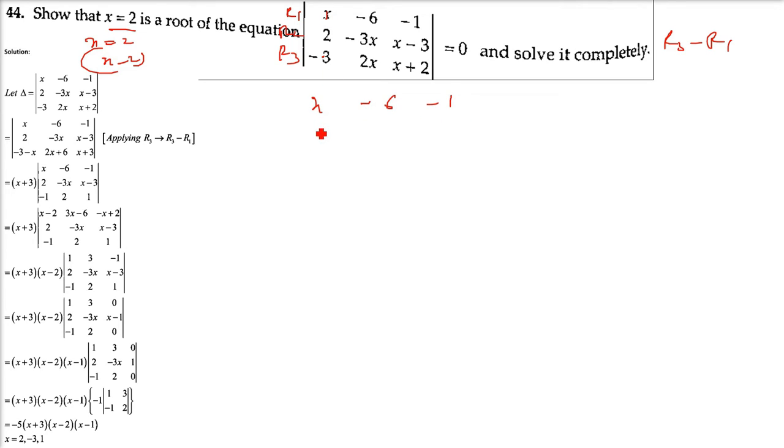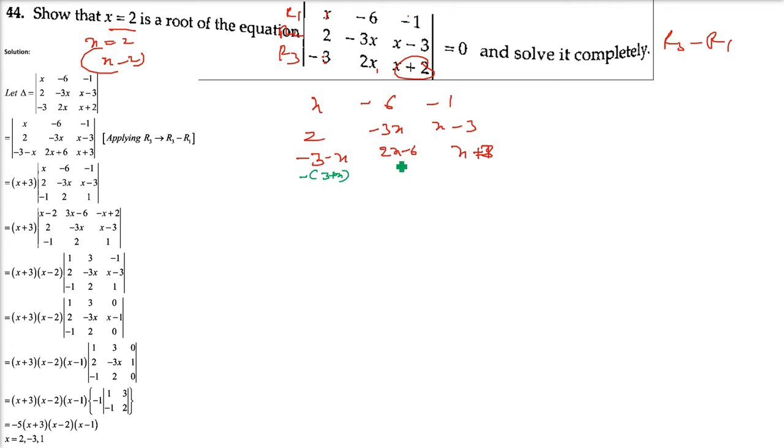So minus 3 minus x is minus 3 minus x, 2x minus 6 is 2x plus 6, I'll just change it. x plus 2 minus minus 1 is x plus 3. So it will be 2x plus 6 and x plus 3 and 2x plus 6. Minus 3 minus x. Now from the third row, we can take this 3 plus x common.